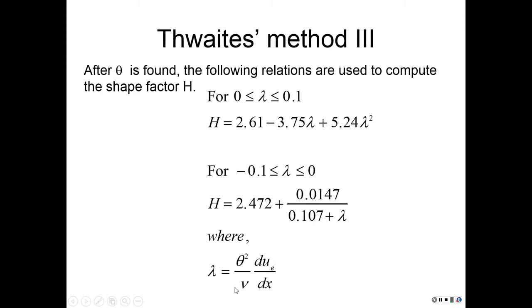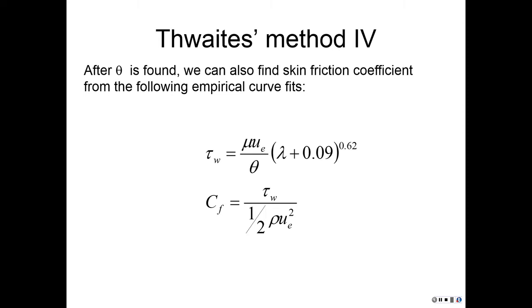Shape factor depends on a parameter called lambda, which again involves the momentum thickness squared. This is the kinematic viscosity. This is the x gradient, or the gradient along the aerofoil surface, of the outer potential flow velocity. This is the same as the gamma that we found earlier. Once you have the lambda, depending on its sign, whether it's positive or negative, you compute a quantity called shape factor.